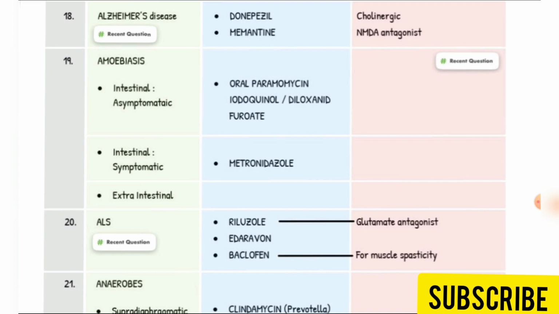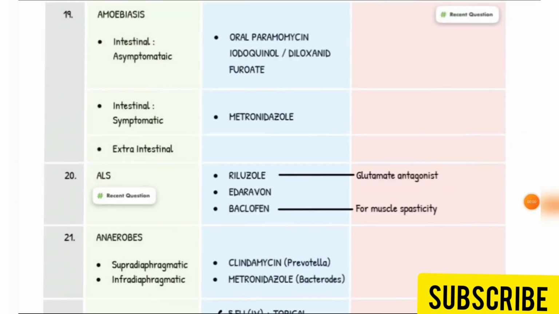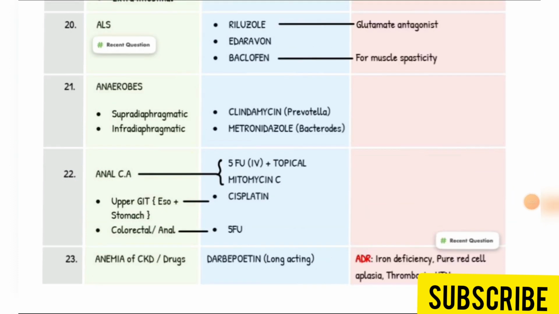Next one, amoebiasis, intestinal asymptomatic, drug of choice oral paromomycin, diloxanide furoate. Next one is intestinal symptomatic, metronidazole. Next, ALS, drug of choice riluzole, edaravone, baclofen. Anaerobes, supradiaphragmatic, drug of choice clindamycin, infradiaphragmatic, drug of choice metronidazole. In the case of anal carcinoma, drug of choice is 5-fluorouracil plus topical mitomycin C. Upper GIT, esophagus plus stomach carcinoma, cisplatin, colorectal and anal, 5-fluorouracil.